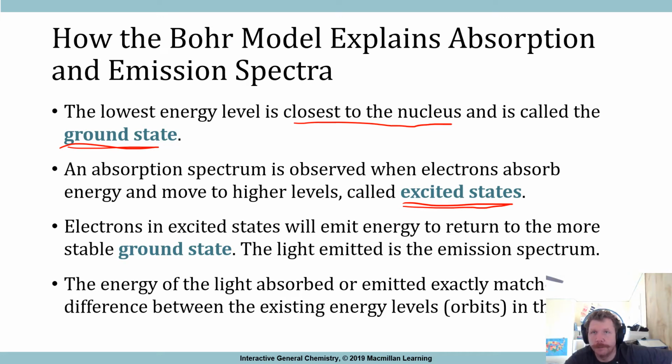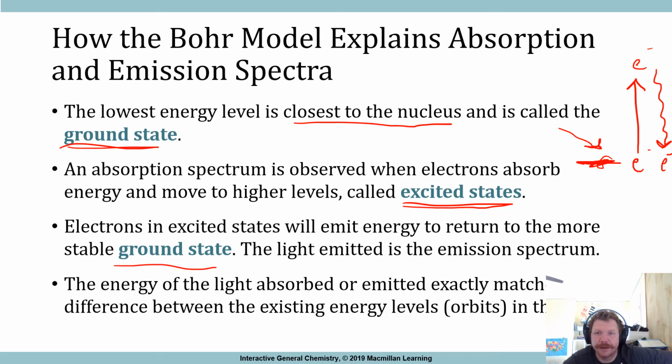So like this level is where they are in the ground state. They absorb energy coming in, and so they'll elevate. And then as they go back to their regular state, that's when they emit energy. Electrons in excited states will emit energy to return to the more stable ground state. The light emitted is the emission spectrum. The energy of the light absorbed or emitted exactly matches differences between the existing energy levels.